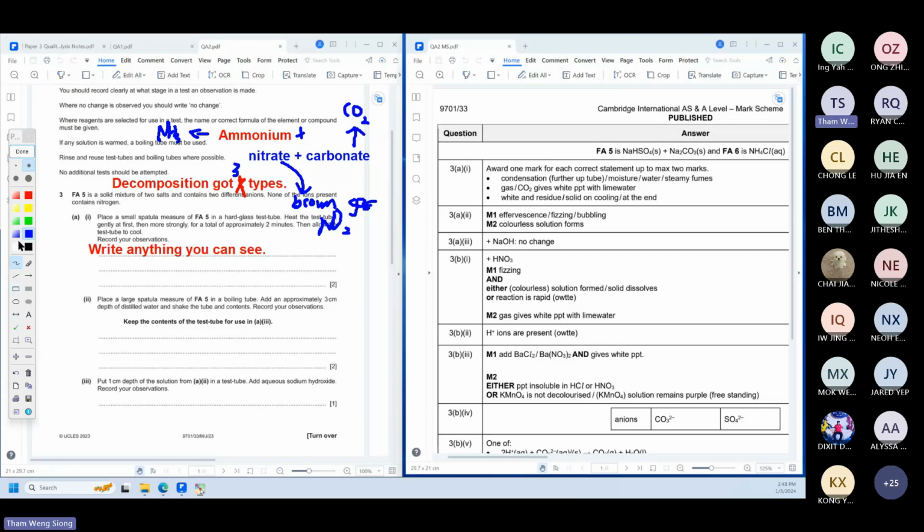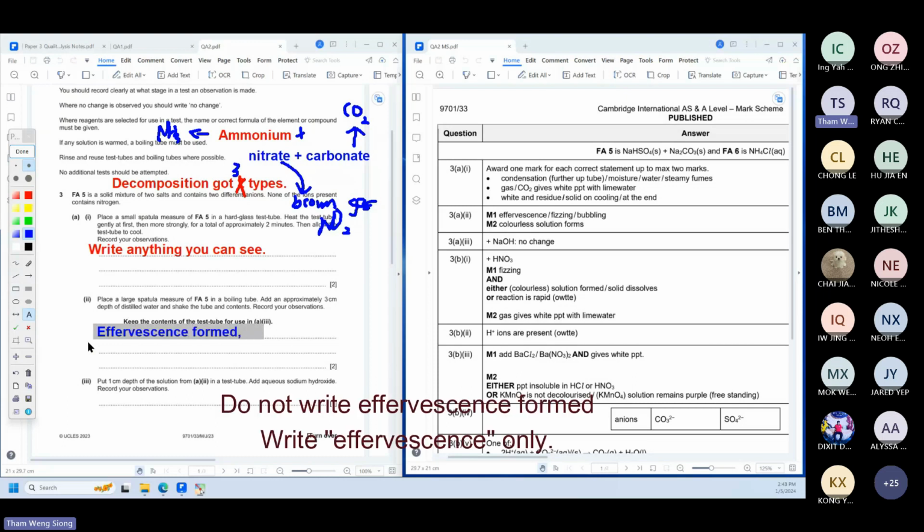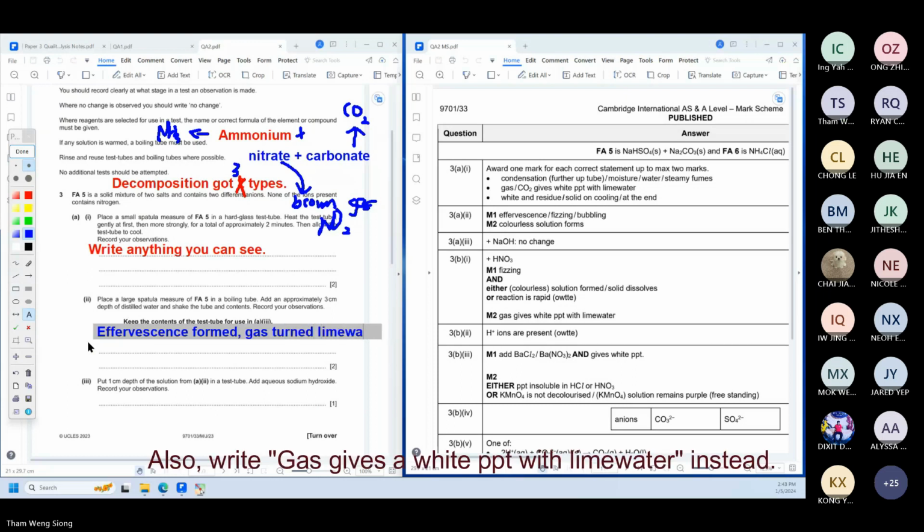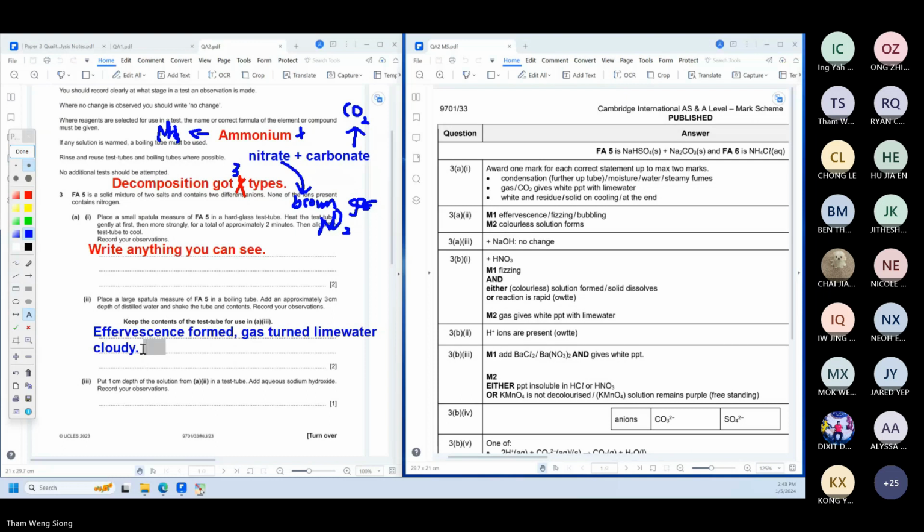Okay, now here is when it gets a bit weirder. You add water, effervescence forms, and a colorless solution forms. So actually you need to test for the carbon dioxide. So the observation for this one will be: effervescence forms, gas turns lime water cloudy, and then you form a colorless solution.